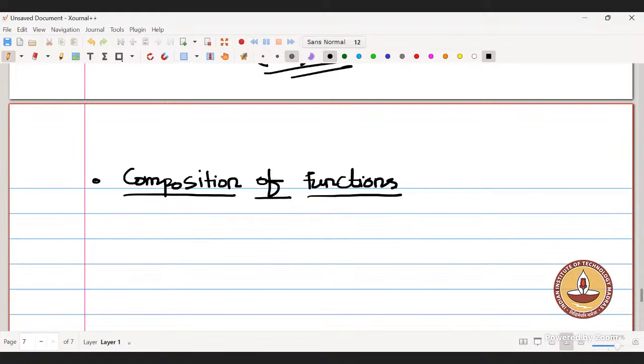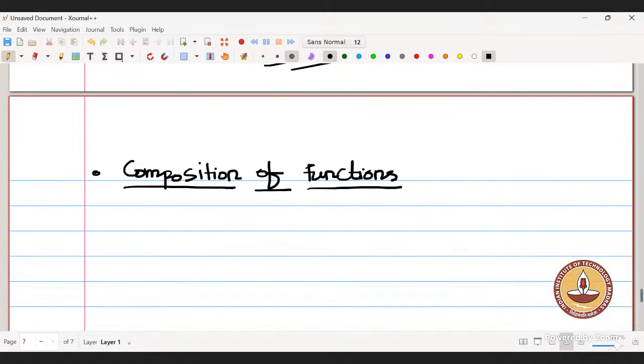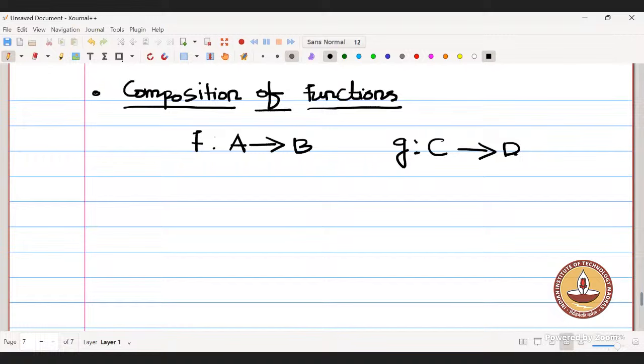So the main idea is you want to compose two functions, right? Suppose you have a function f from A to B, and a function g from C to D. I want to compose these two functions.